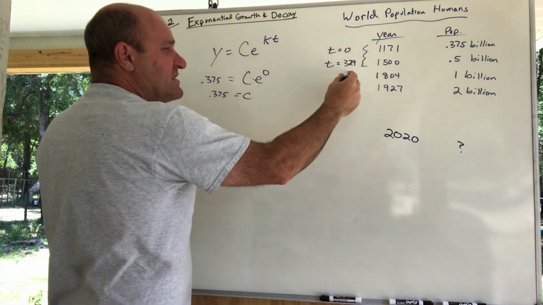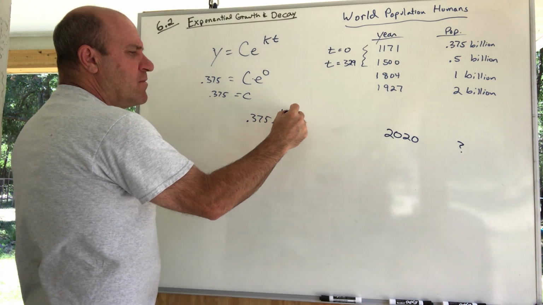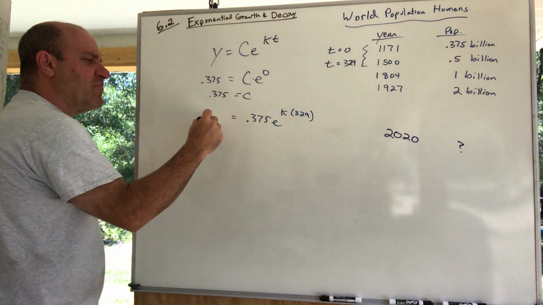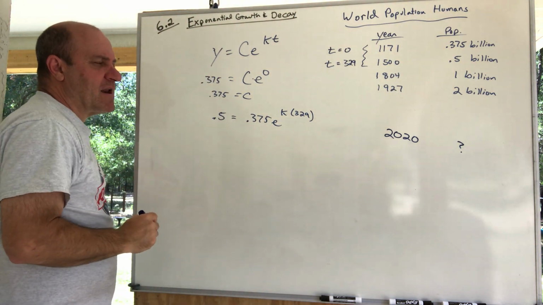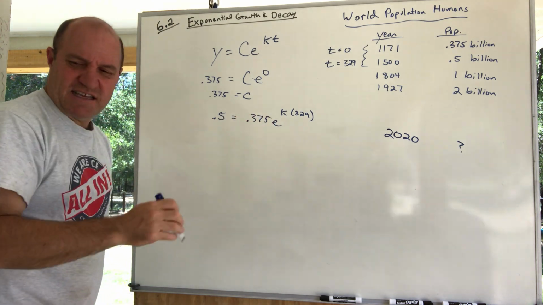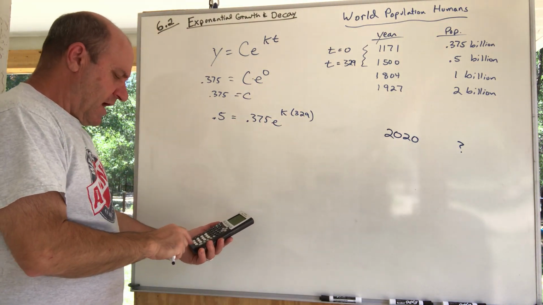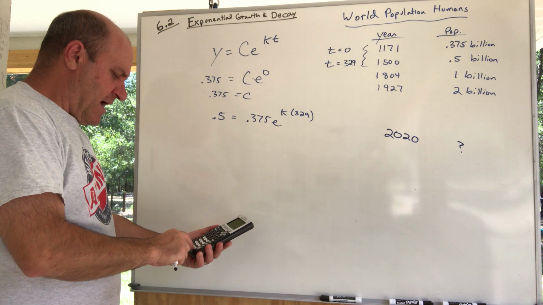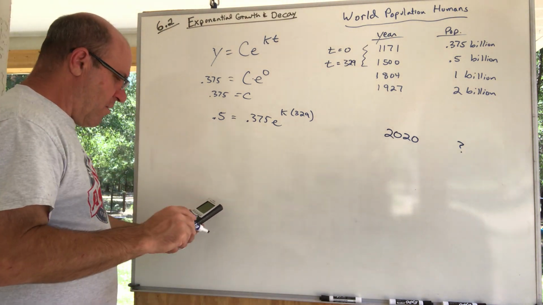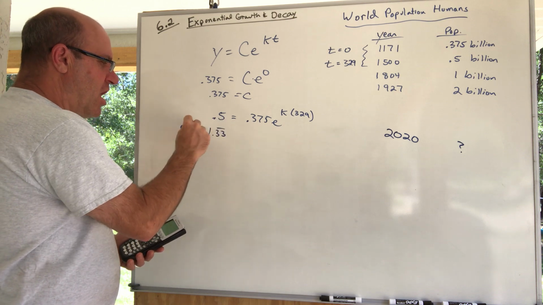The next piece of data: when t is 329, here's my c. I don't know k, but when I plug in 329 for t, I can plug in 0.5 billion for y, for the amount of people. And I can use this to find k. Of course, you divide. This is easy algebra. I don't really have to do these for you, but I wanted to show you something. If I divide 0.5 by 0.375, it's 1.33333333 forever. Then you take the log of both sides.